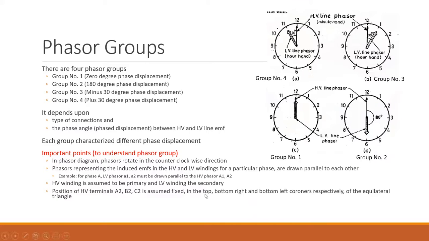At the top there will be A2, at the bottom right there will be B2, and on the bottom left corner there will be C2. So think about an equilateral triangle. In the equilateral triangle, the position of the HV terminals will be fixed. A2 will be at the top, on the bottom right will be B2, and on the left corner it will be C2. So according to this we are going to draw the phasors.